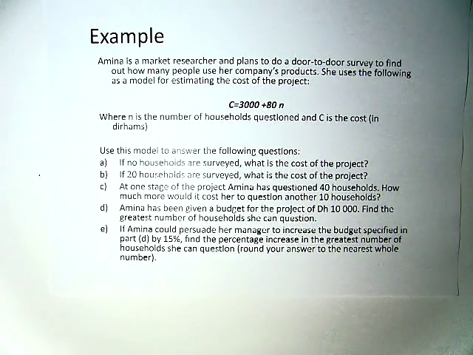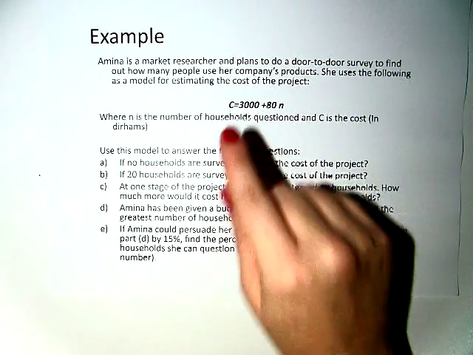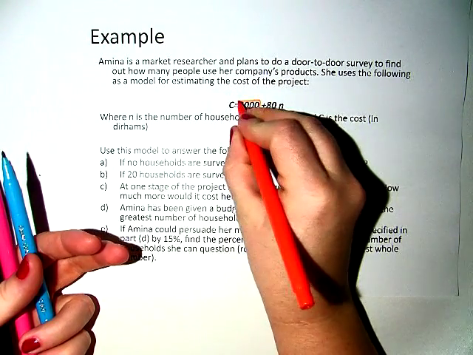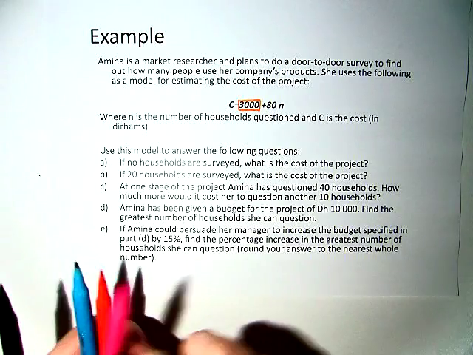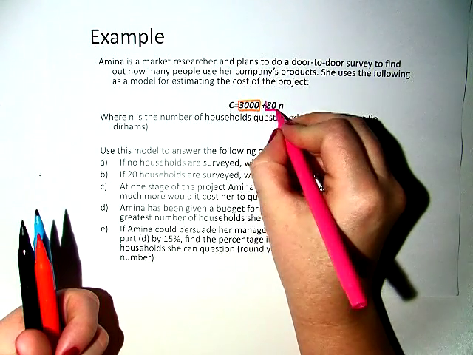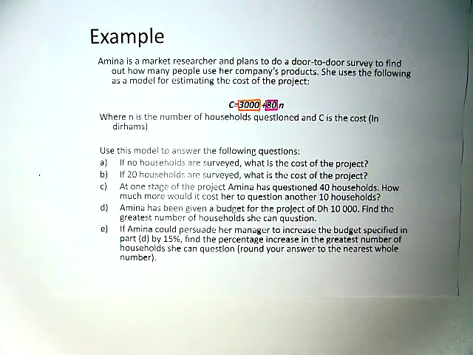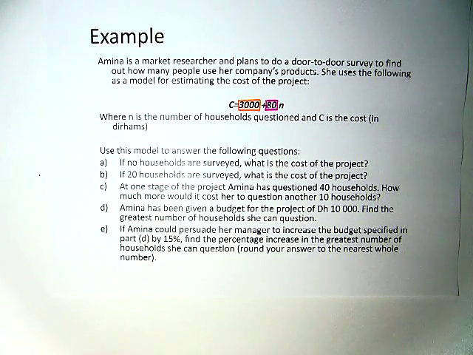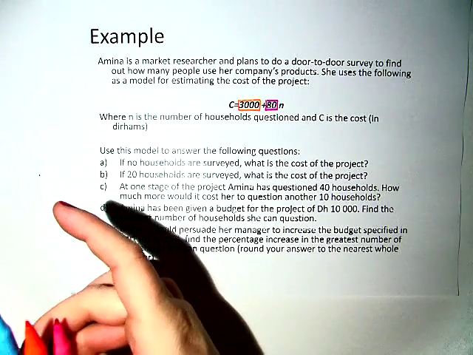Okay, here's another big one. Amina is a market researcher and plans to do a door-to-door survey to find out how many people use her company's products. She uses the following model for estimating the cost. 3,000 is our constant. This is just to get everything set up before she ever goes knocking door to door. And she expects her slope to be 80. In other words, she expects about 80 dirhams per place she goes to visit.